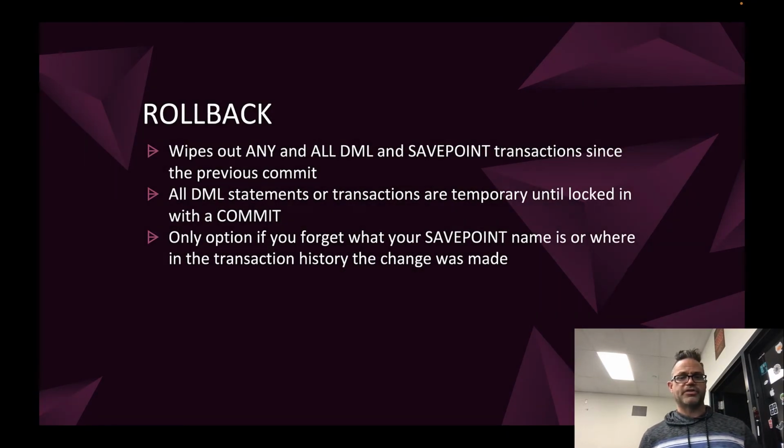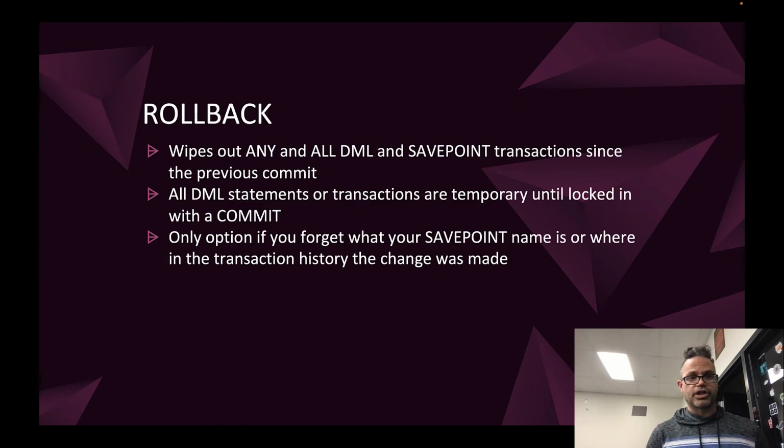Finally, we have rollback. This is the total, just wipe that all out and go all the way back to whatever the previous commit was. It takes away every single DML, aka data manipulation language, and all SAVEPOINT, your TCL statements. Those are completely wiped out. All your transaction history is gone, just like that. And so because commit wipes all that out, that basically just resets all of the changes that were made.